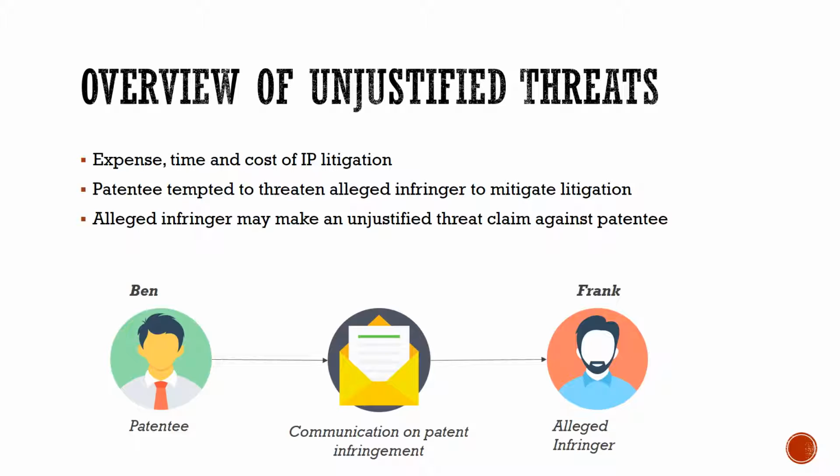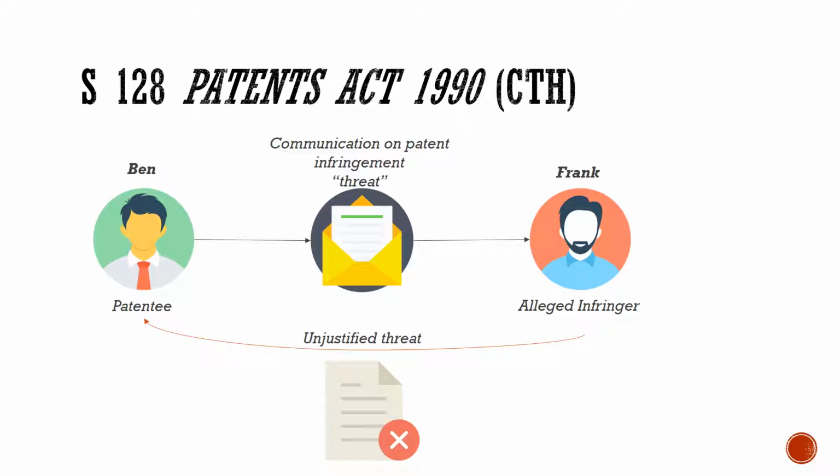In this scenario, Ben has been granted a patent and becomes aware that Frank is infringing on his rights. He corresponds to Frank on his alleged patent infringement. Now, under Section 128 of the Act, an aggrieved person, in this case Frank, may seek relief from unjustified threats of infringement proceedings.